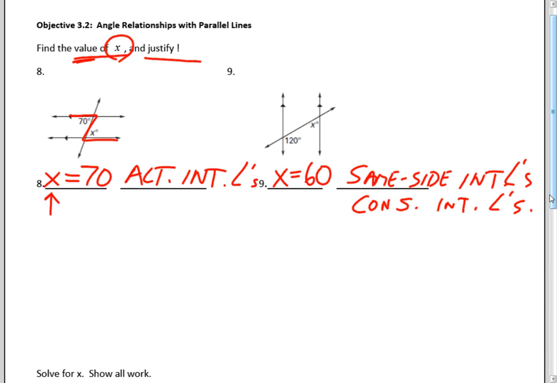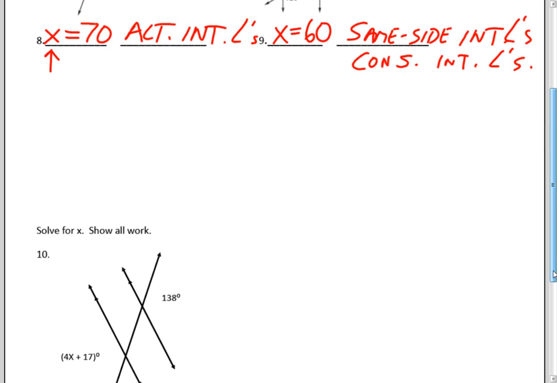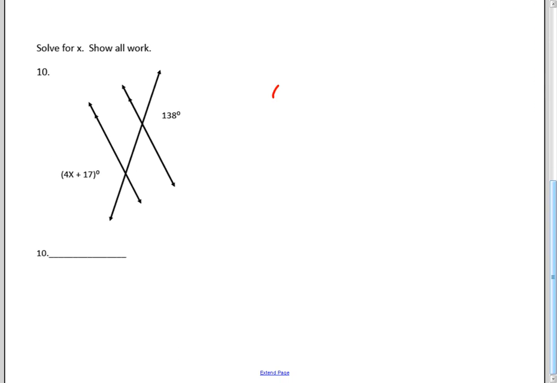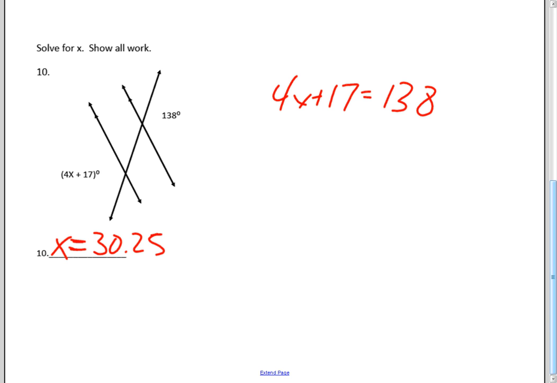So for this objective, we're already being shown parallel lines. Same for number 10. I'm assuming that you can do the math to figure out that that's 30.25 for x. It said solve for x, that's just a value.